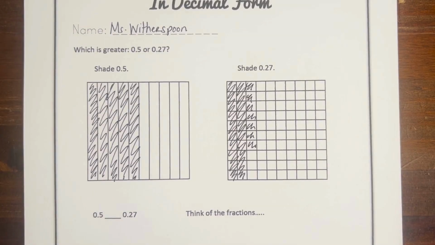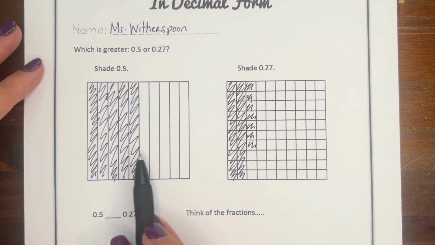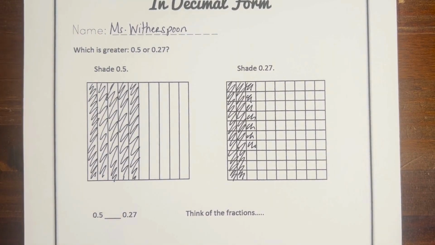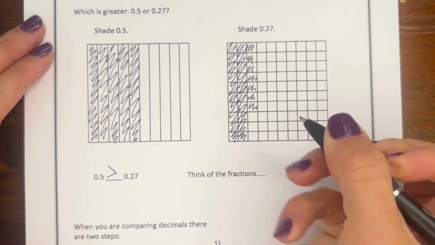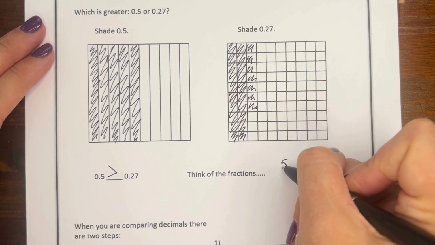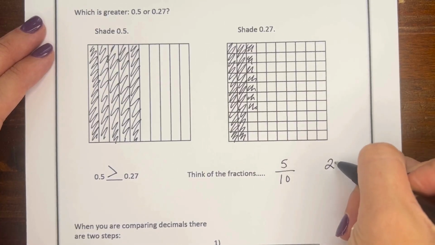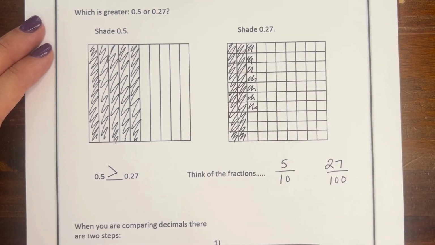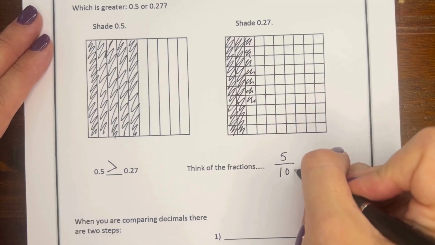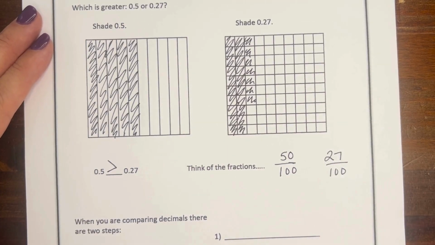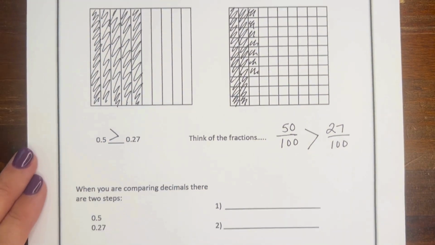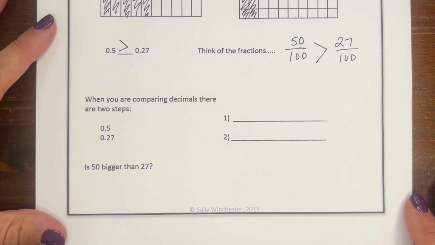Okay, so we can see in the model that 5 tenths is greater than 27 hundredths, but we won't always have a model and we don't want to draw a model. So yesterday we looked at fractions. 5 tenths, 27 hundredths. If I use equivalent fractions, I can see that 5 tenths is the same as 50 hundredths. And so that makes sense why 5 tenths is bigger. But sometimes we aren't going to want to write the fraction out either.